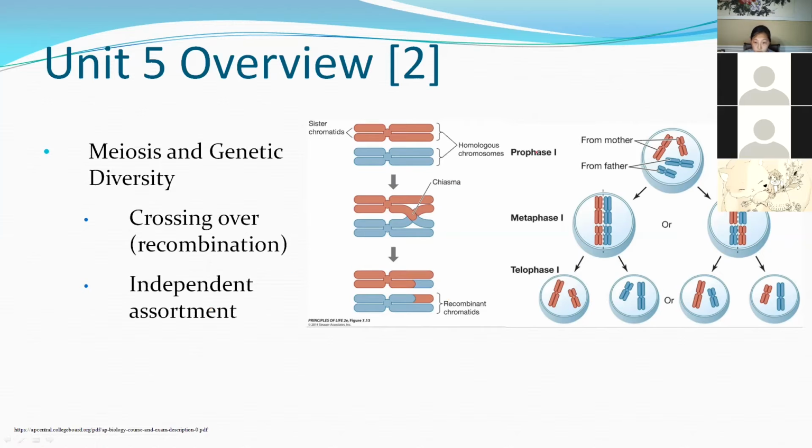Then there's independent assortment, which is basically that during metaphase 1, these chromosomes can line up differently. Like it can be this or this. This is only considering if there were only 2 chromosomes in each cell. But anyways, they are able to line up differently, and then produce different organizations, like different ways that they are able to pair up, and this produces more genetic diversity.